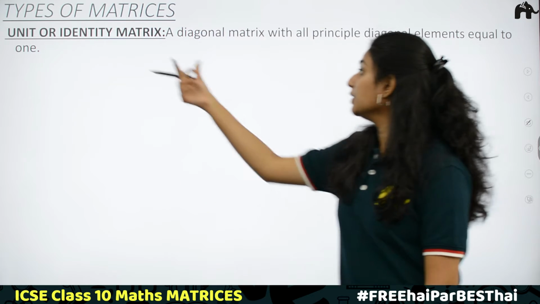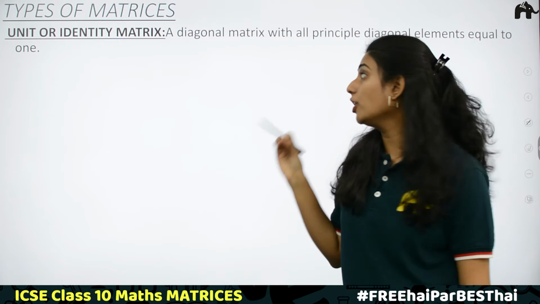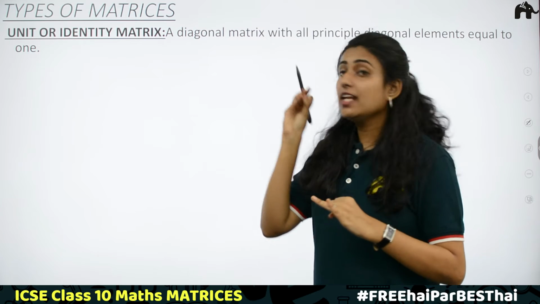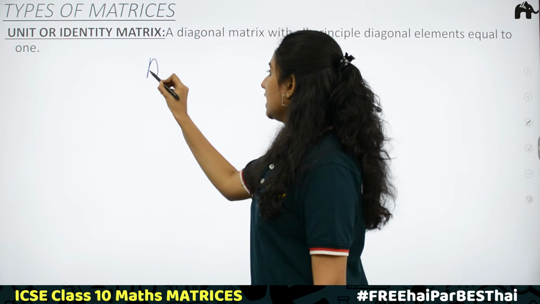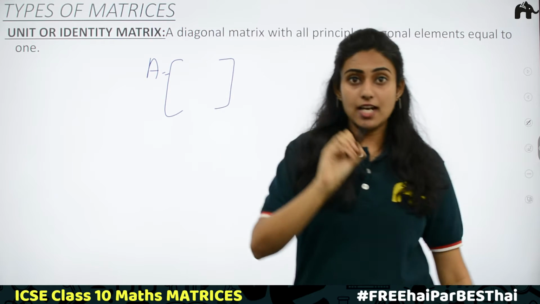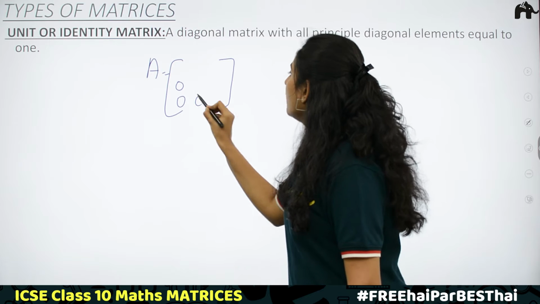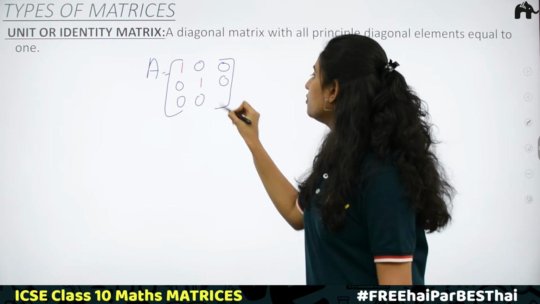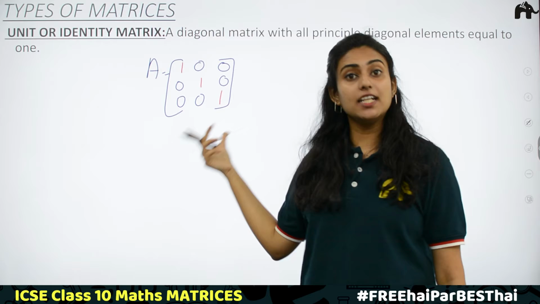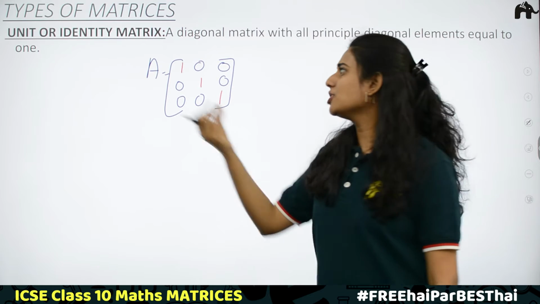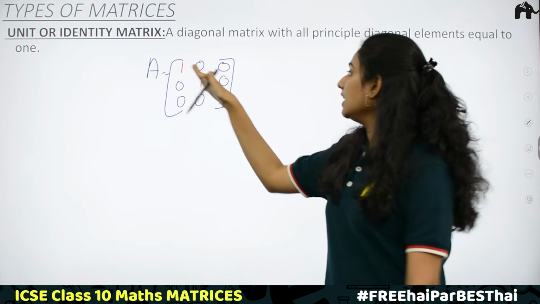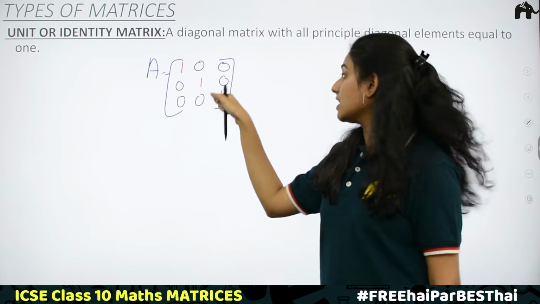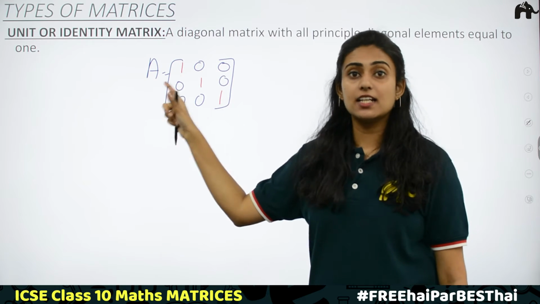The next type of matrix is the unit or identity matrix. Let's understand what a unit or identity matrix is. We know what a square matrix is, what a diagonal matrix is. Now, in a diagonal matrix, matrix A is equal to, the non-diagonal elements are 0. If the diagonal elements are equal to 1, in that case we call the matrix an identity matrix or unit matrix. Unit is a word usually used in terms of 1, right? So when the principal diagonal elements become equal to 1 and the remaining elements are 0, we call the matrix an identity matrix.